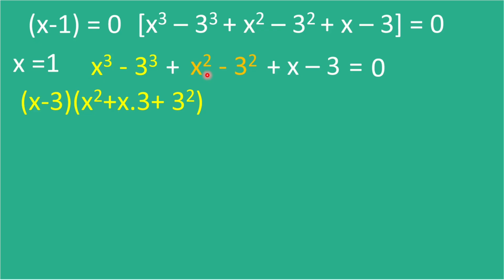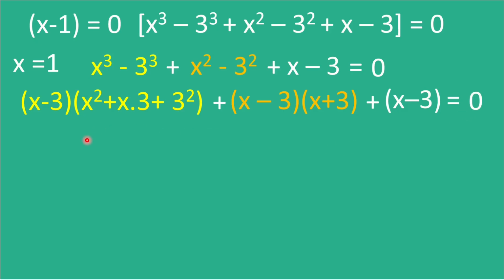And here we can use the algebraic identity a square minus b square, which is equal to (a plus b) into (a minus b). So this will become (x minus 3) into (x plus 3). And here this plus, and then x minus 3, which is equal to 0. Now in the next step we can take this x minus 3 as common, because we have x minus 3 over here, x minus 3 over here, and x minus 3 over here.